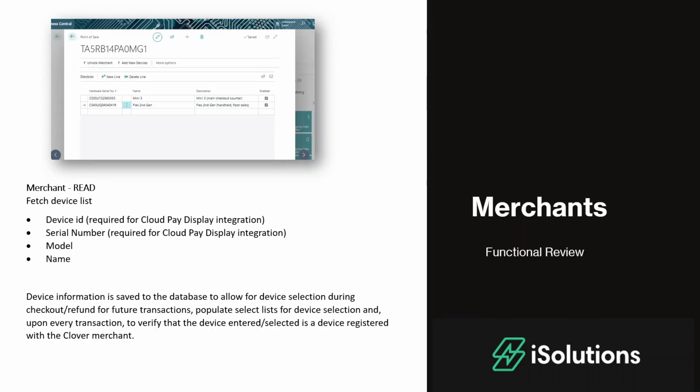For the merchant permissions, we only need merchant read. We need merchant read for two reasons. The primary reason we need it is to get the list of devices that are associated with that merchant, and we use this to populate drop-down menus so that we can associate devices with users within Business Central and send the command to the correct device on completing a transaction.